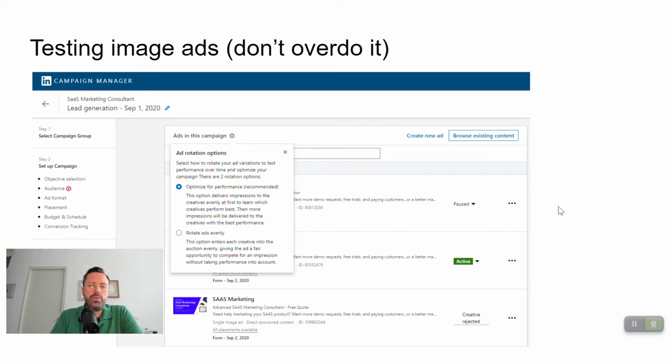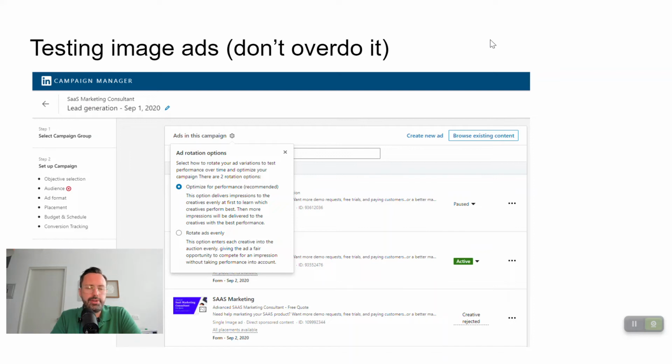Okay, now, if you want to test your single image ads, you are going to want to go into your campaign, go to this setting, this little gearbox thing here, and instead of optimize per performance, what you're going to select is rotate ads evenly. So what that's going to do is give you more of a true A/B test where you're allocating the ads evenly to people, and then you're able to see which ones perform better.